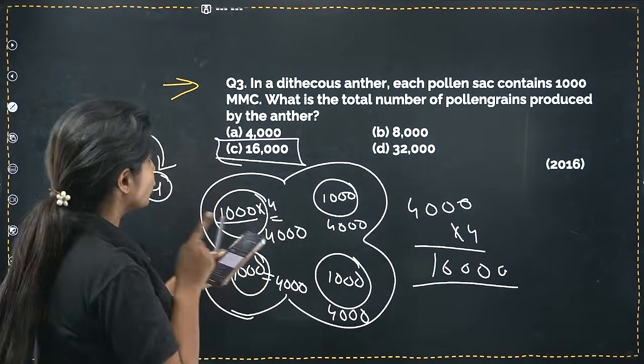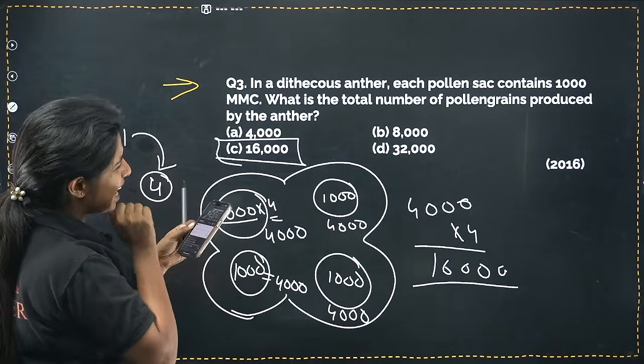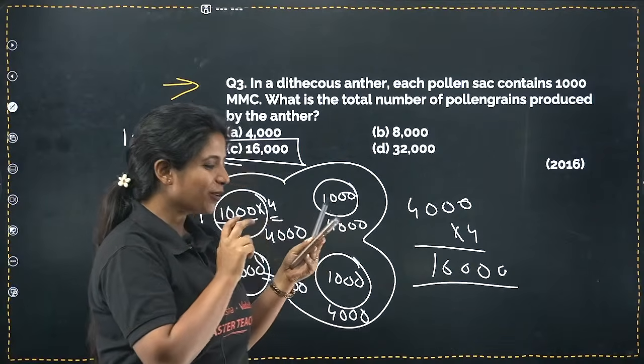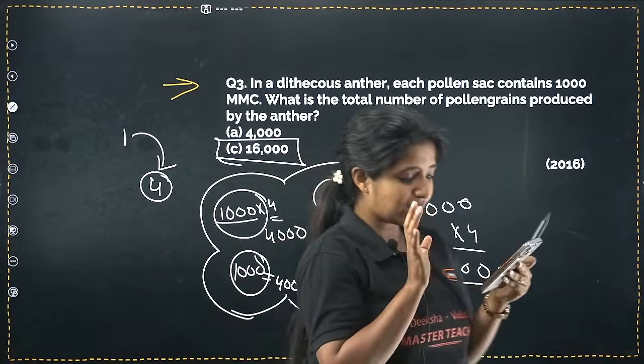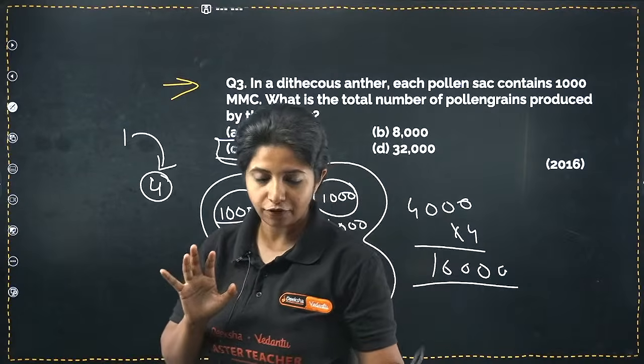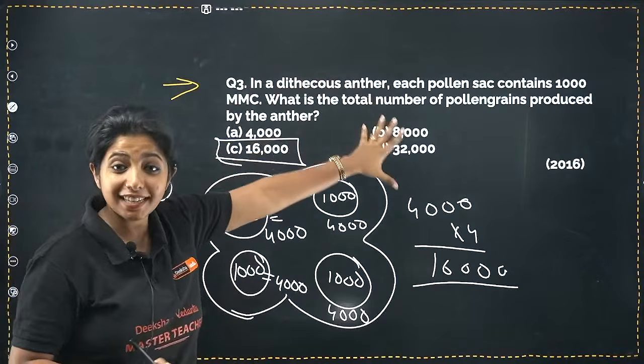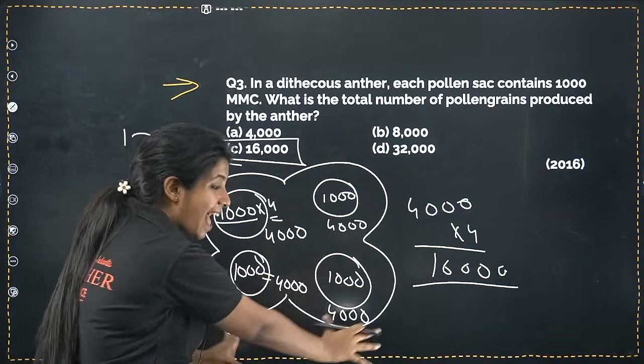I see most of you have said the answer for this question is A. Why do you think it is A? Listen very carefully. Over here, you're talking about a diathecous anther, so you have to consider a full anther.